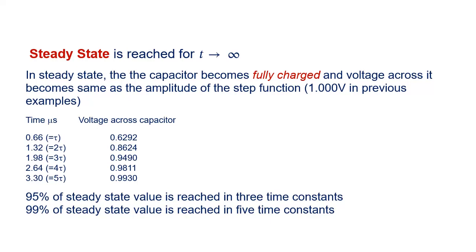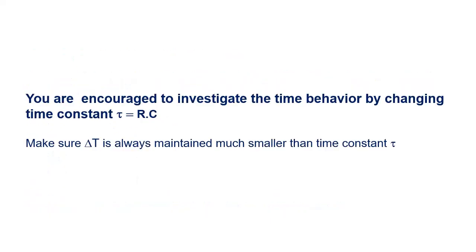Theoretically, infinite time is required for the capacitor to charge completely and reach the steady-state value. In reality, 95% of steady-state value is reached in mere 3 time constants. 99% of steady-state value is reached in 5 time constants. Even in just 1 time constant, 63% of the steady-state value is reached. Please refer to the table shown. You are encouraged to investigate the effect of changing the time constant.